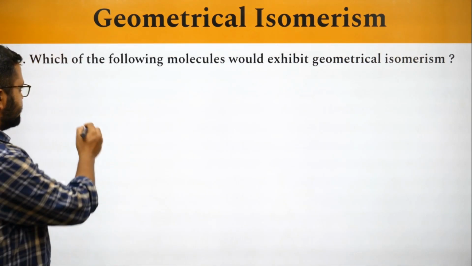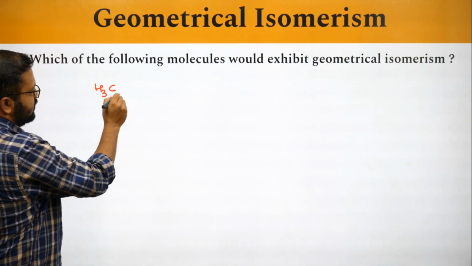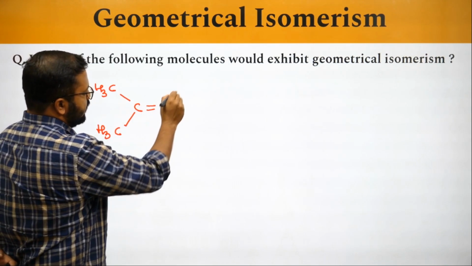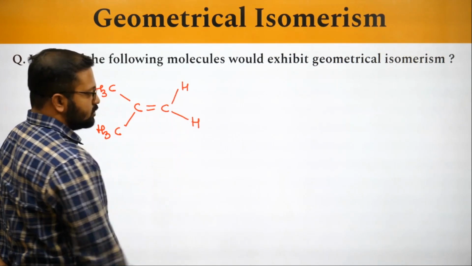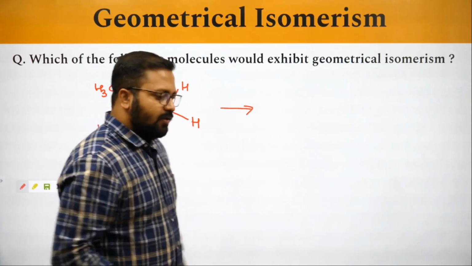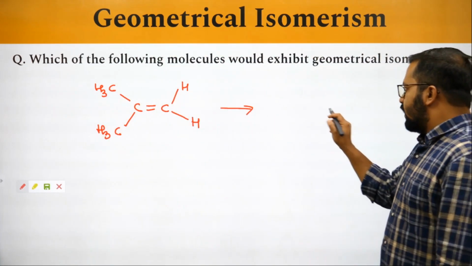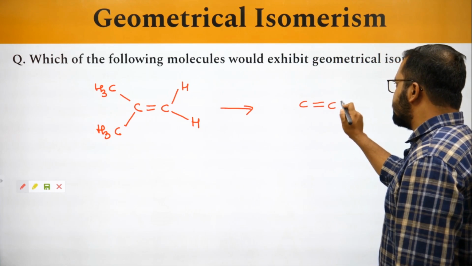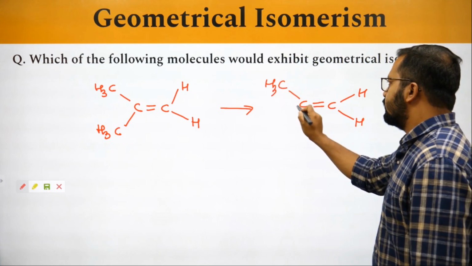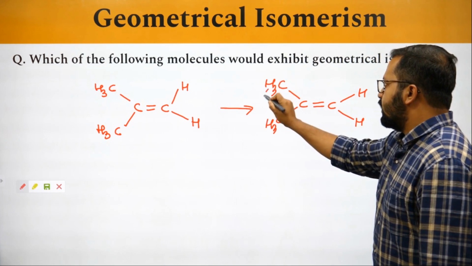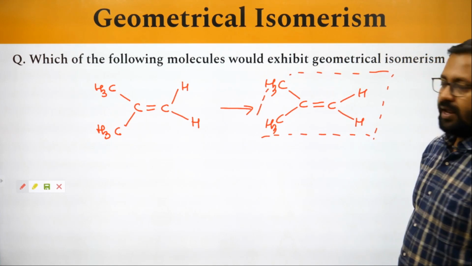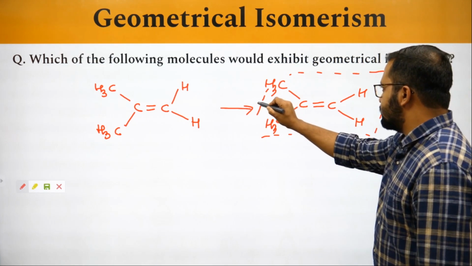Let's take some molecules. Let's take this molecule, CH3, C, CH3, double bond C, H, H. Okay, so how do we identify this? The best way to do this thing is, you assume the molecule to be present in a plane of paper. एक plane पे आपने रख दिया है. Assume that you have placed it in a plane of paper and take this axis.